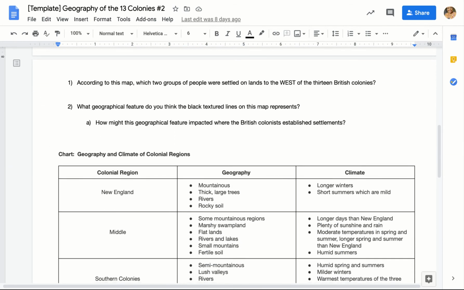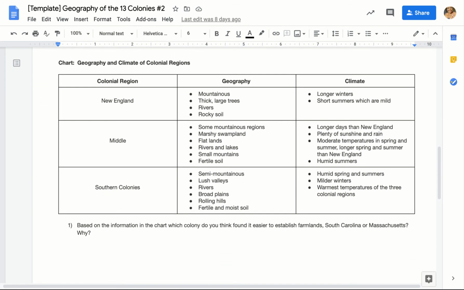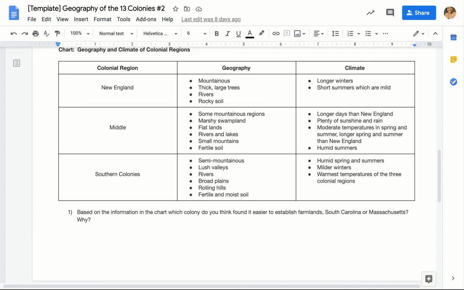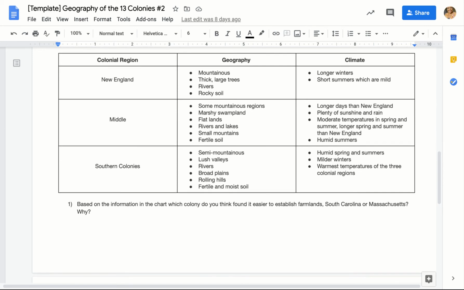We're going to move on to the chart. The chart is about the geography and climate of colonial regions, and it has New England, Middle, and Southern colonies. It talks about their respective geographies and their respective climates. Question number 1 is asking, based on the information in the chart, which colony do you think found it easier to establish farmlands, South Carolina or Massachusetts? So you have to choose one of the 2. That's the first part of the question. And then the second part of the question is to explain why.